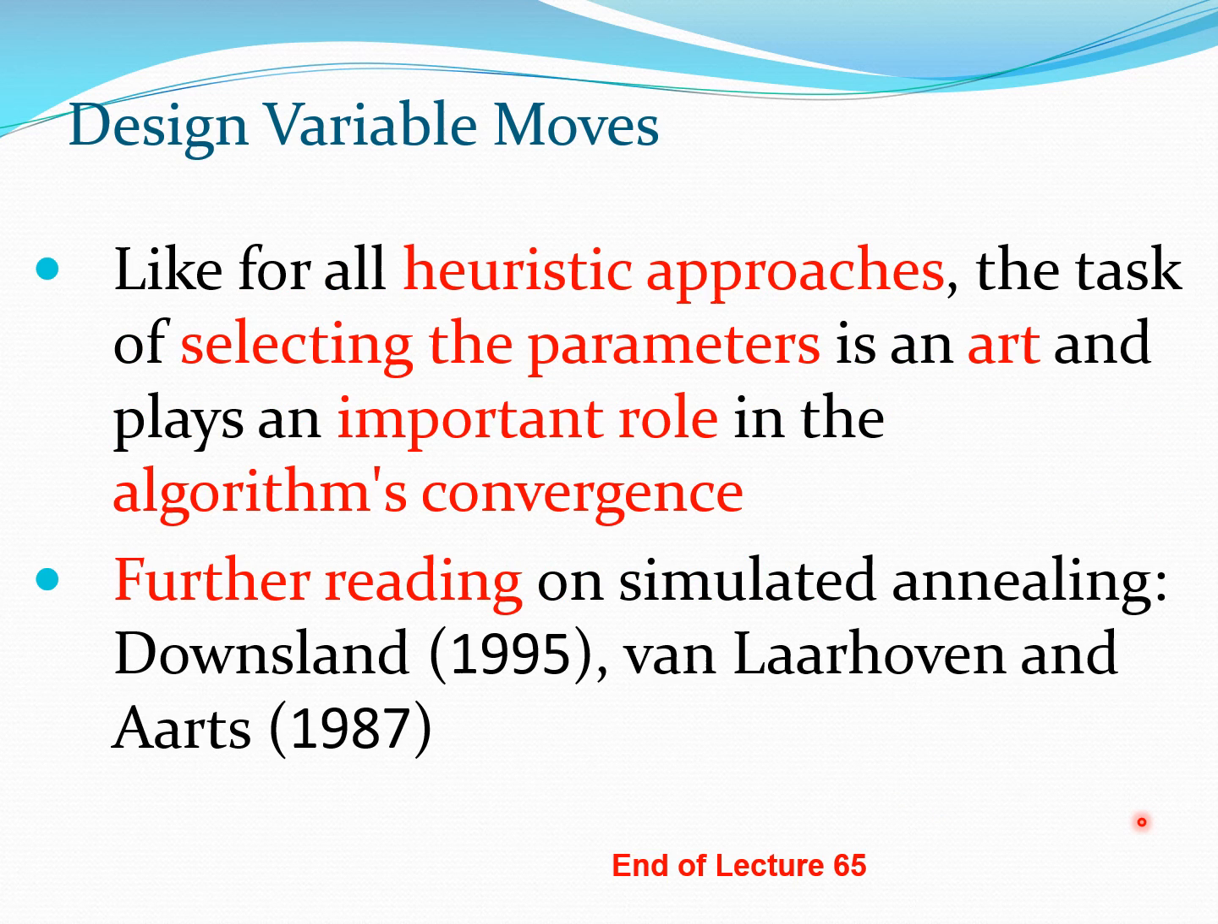Now, just like all heuristic approaches we discussed before, for example, genetic algorithm, and we are going to discuss later, for example, particle swarm, ant colony, and so on, all these methods depend on these parameters which are present in the problem. So you see all kinds of parameters being present. And the selection of these parameters is essentially an art and plays an important role in the algorithm's convergence.